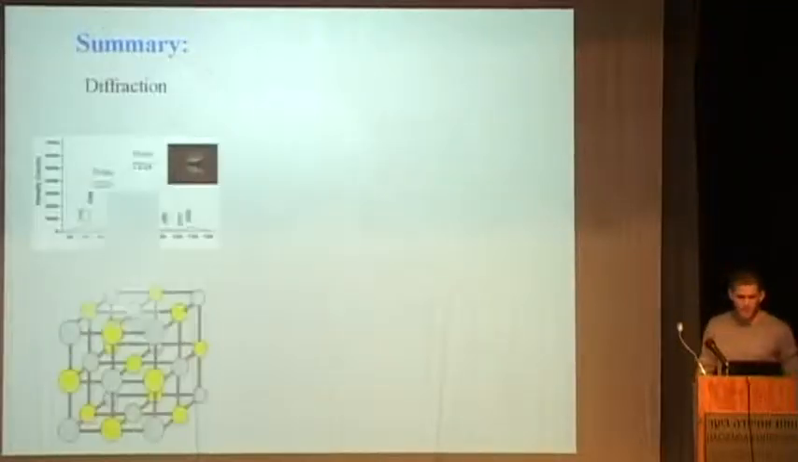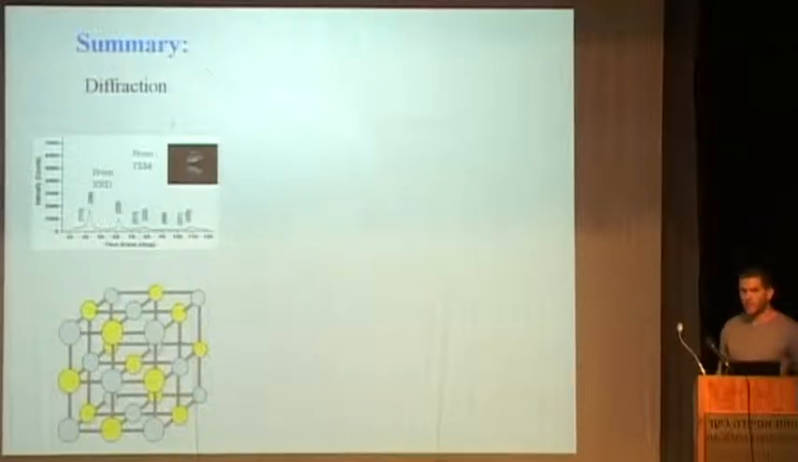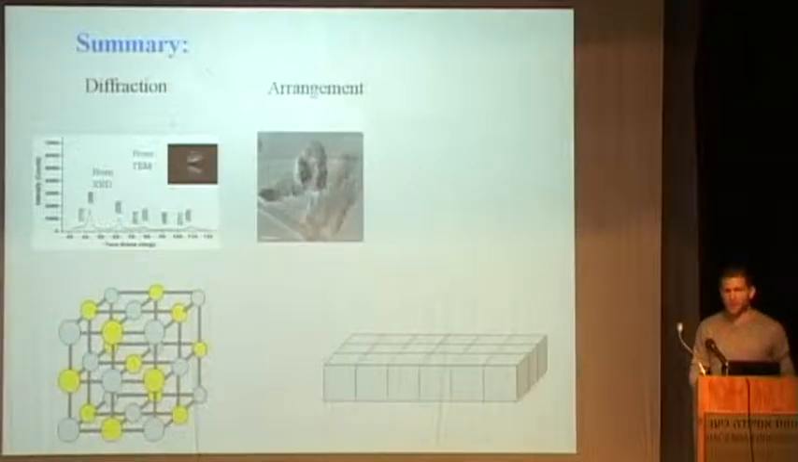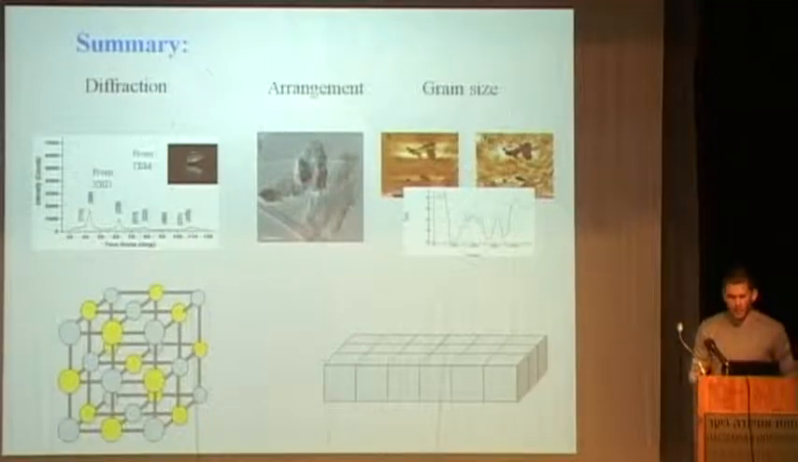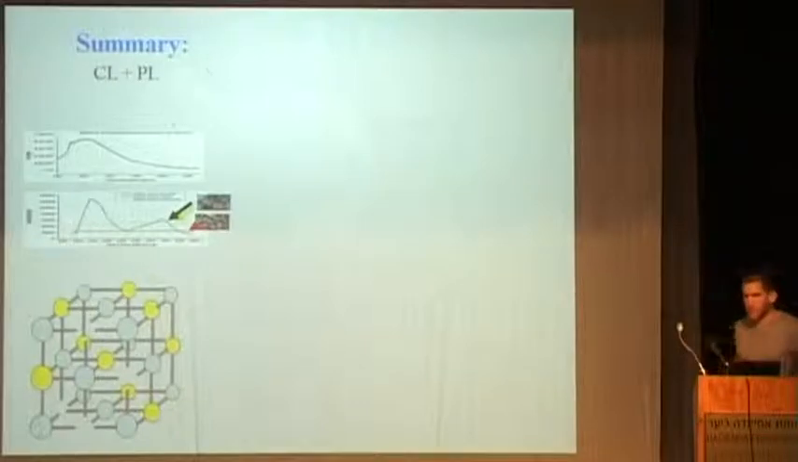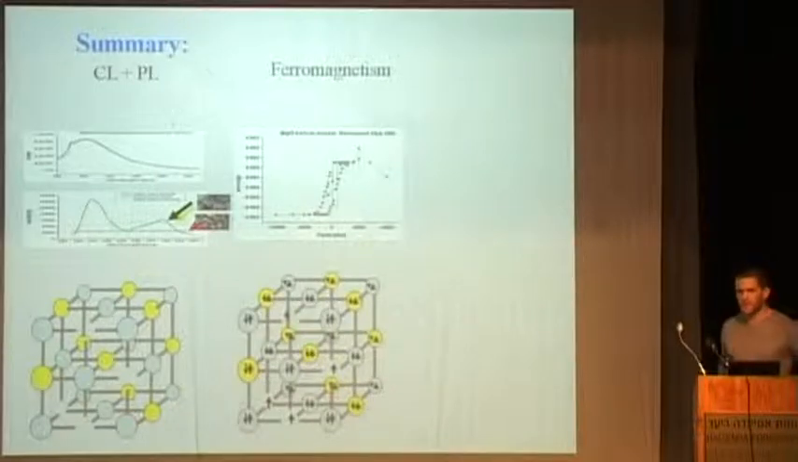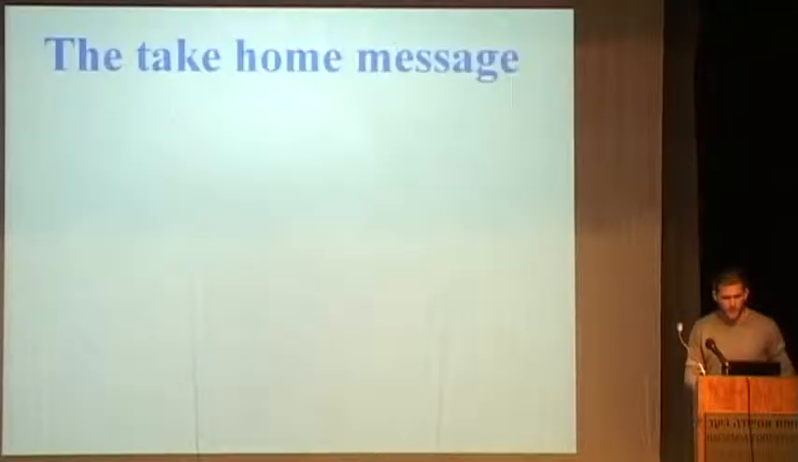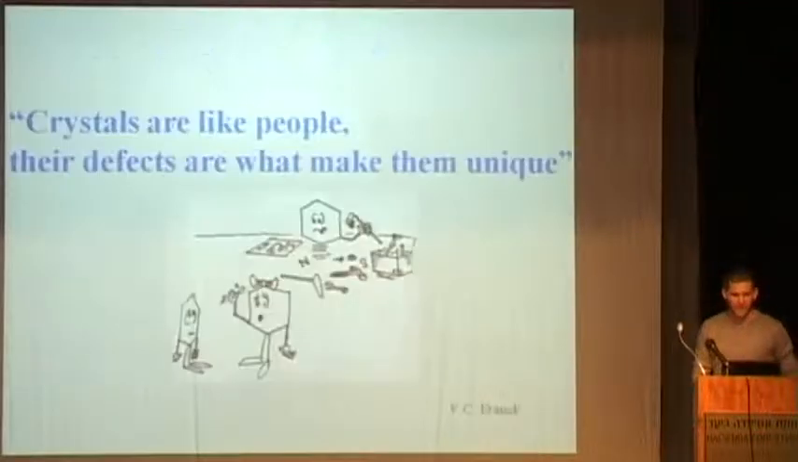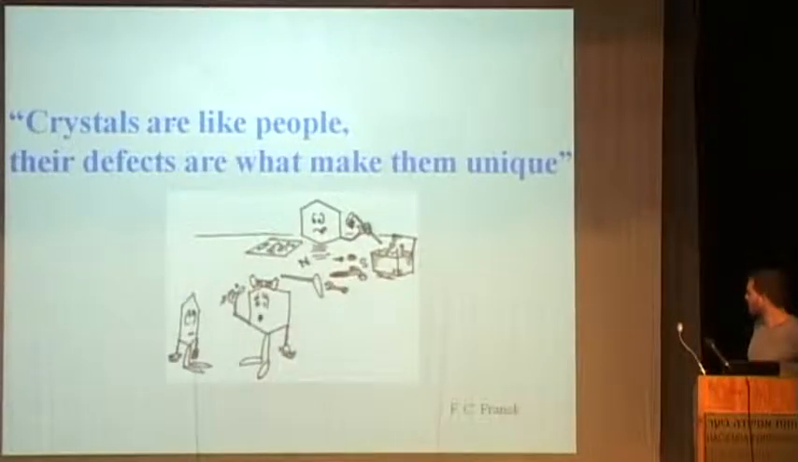Now we'll summarize. We received magnesium oxide in colloidal synthesis. Then we saw it has a very unique morphology of two-dimensional sheets. We saw the different heights of the different grain sizes that assembled the sheet. We saw that it exhibits cathodoluminescence and photoluminescence. We saw that it exhibits a ferromagnetic behavior, and also it exhibits conductivity. The take-home message is crystals are like people. The defects are what make them unique.